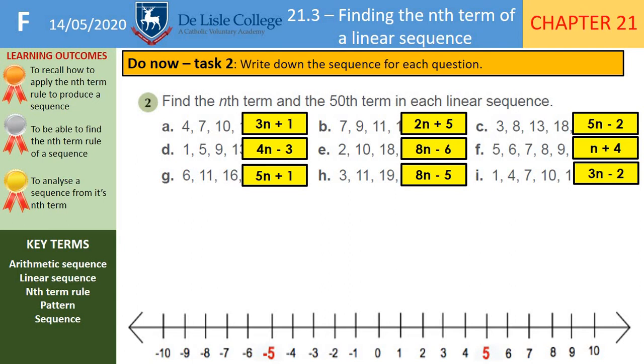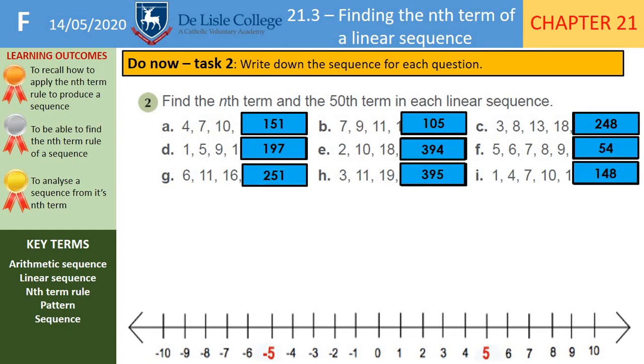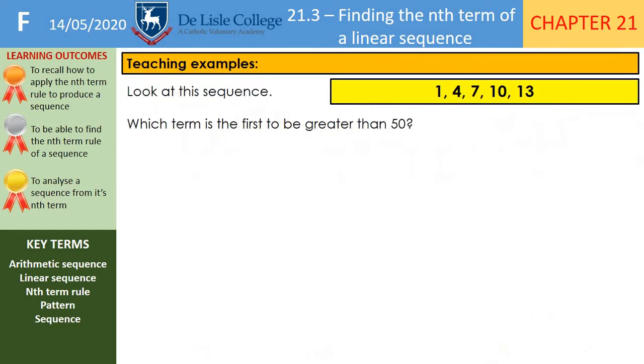So we should have 3 times 50 is 150 plus 1, 151. 2 times 50 is 100 plus 5, 105. 5 times 50 is 250, subtract 2, 248 and so on. And these are the 50th terms for each of those nth term rules. So if you were to write out the first 50 terms in each of those sequences, they are the 50th terms you would get. Okay? Right, again, gold criteria, so lots of that today.